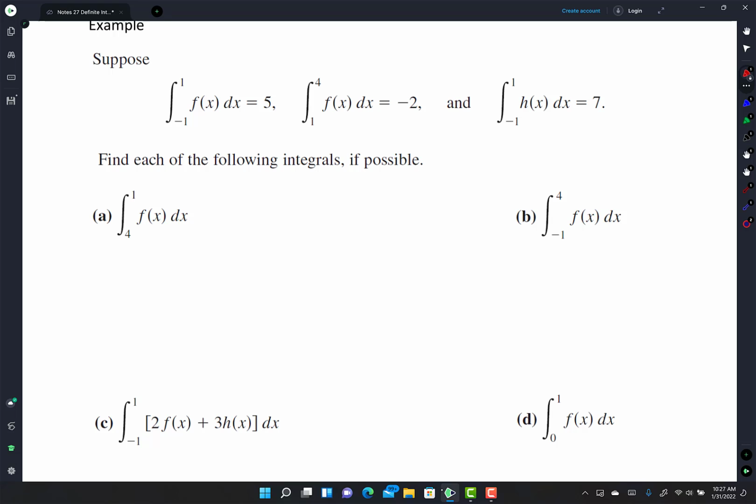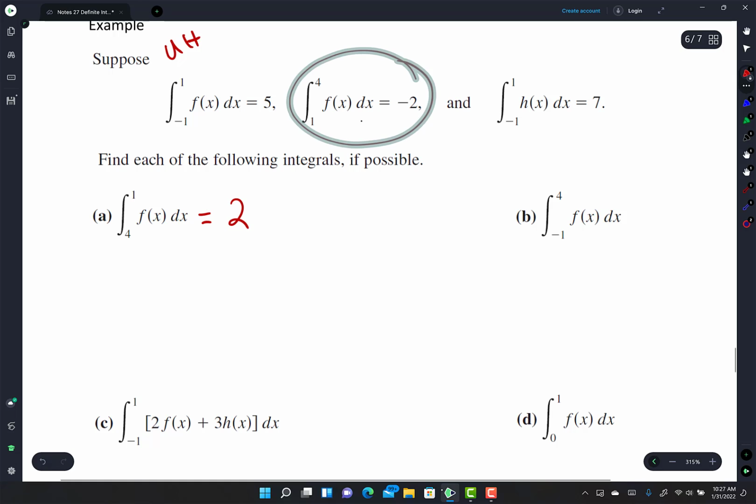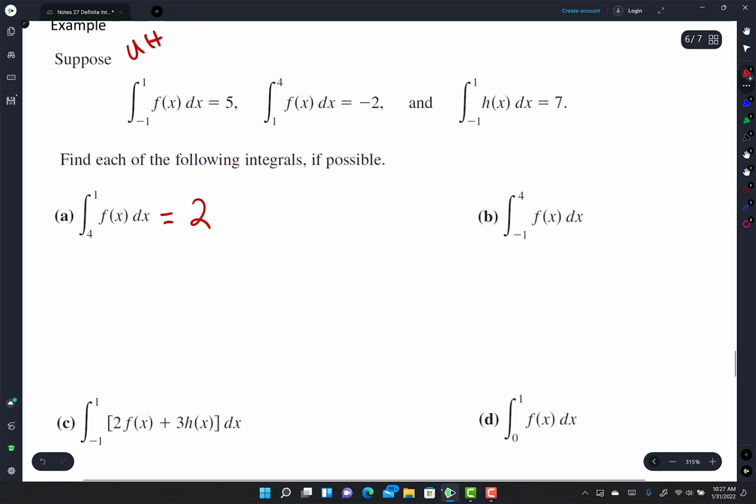Again, same thing. I think this one I might have taken it from UH. The integral from negative 1 to 1 of f of x dx is 5. The integral from 1 to 4 of f of x dx is negative 2. The integral from negative 1 to 1 of h of x dx is 7. Letter A. For lower limit, upper limit 1. What is that? 2. Just getting it from this middle one right here. See? Letter B. Do I have enough to figure that out?